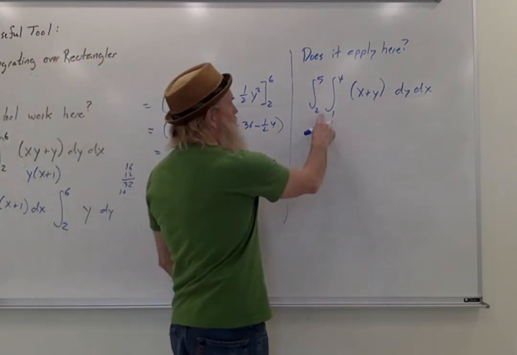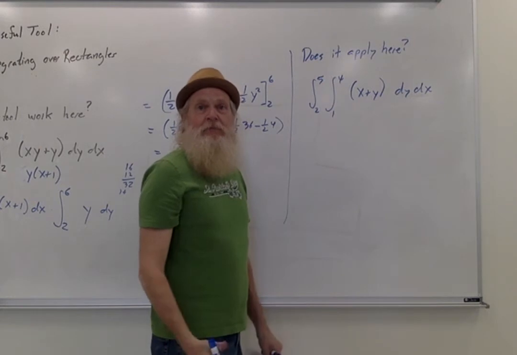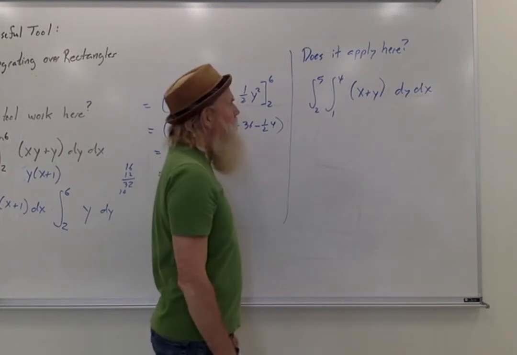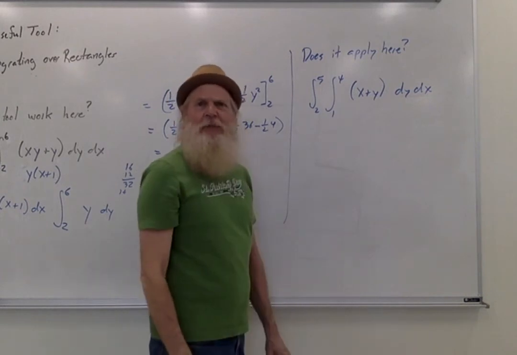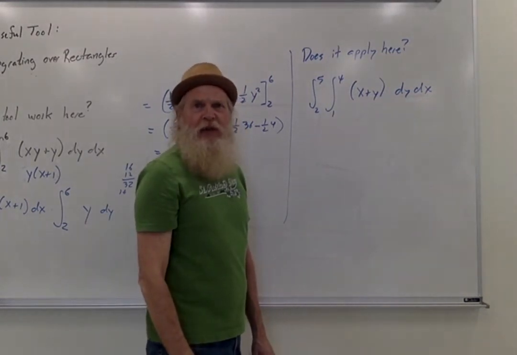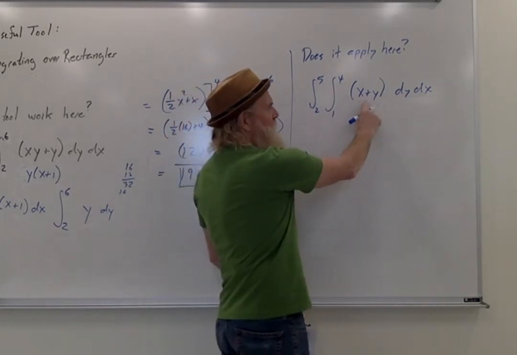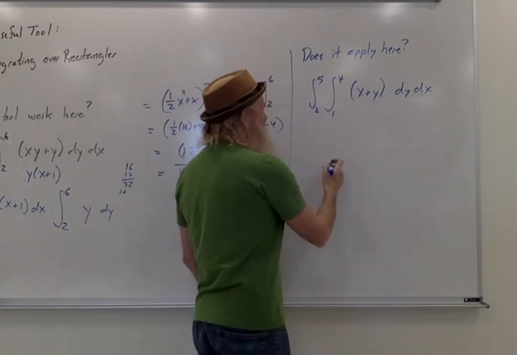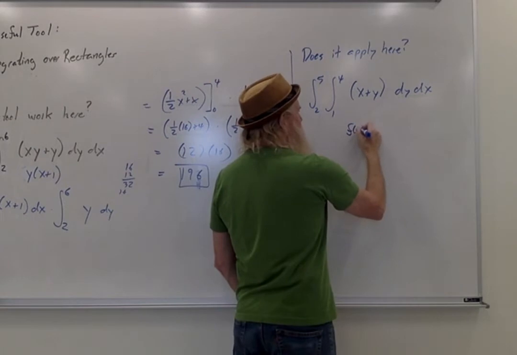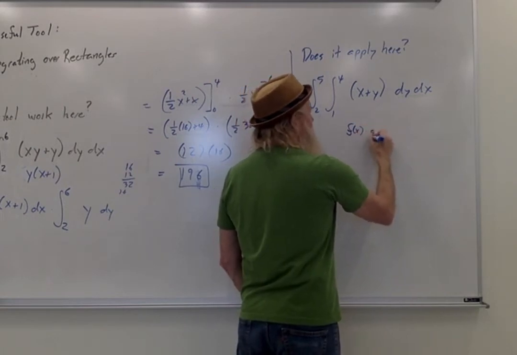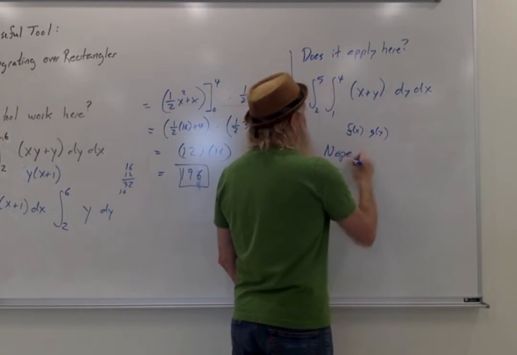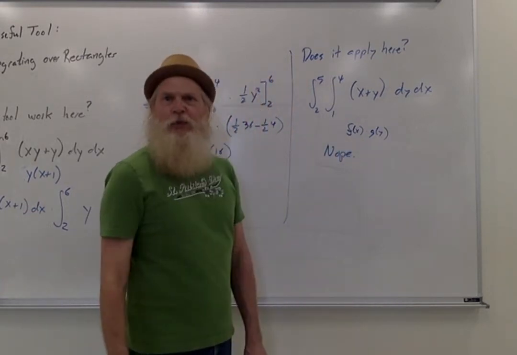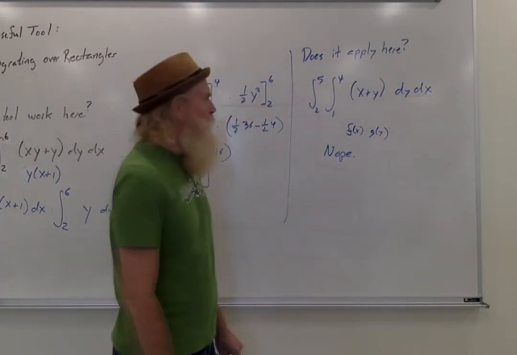Well, all four bounds are constants, so we are integrating over a rectangle. However, notice that the integrand can't be factored as the product of a function of x multiplied by a function of y. Here I have the sum of x and y, but I can't break it down as a function of x multiplied by a function of y. So the shortcut doesn't work here. You're going to have to integrate this one the slower way.